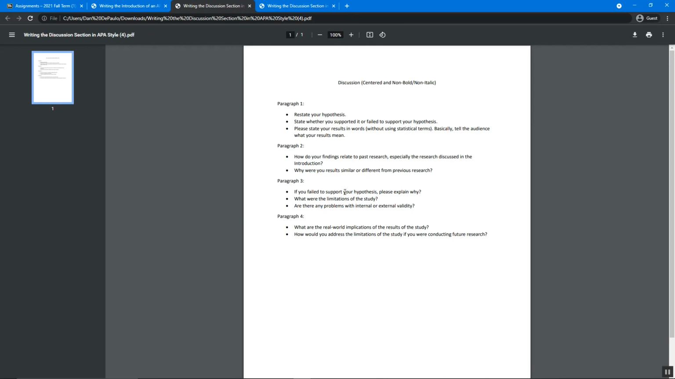Paragraph 4, what are the real world implications? There are plenty of them. And how would you fix the limitations? How would you fix the problems in the study if you were doing future research? So these are 4 relatively easy paragraphs to put together.